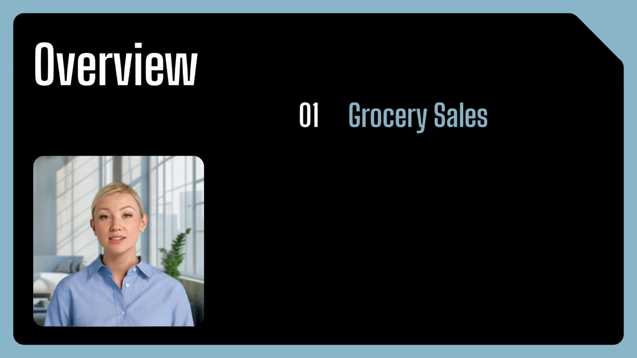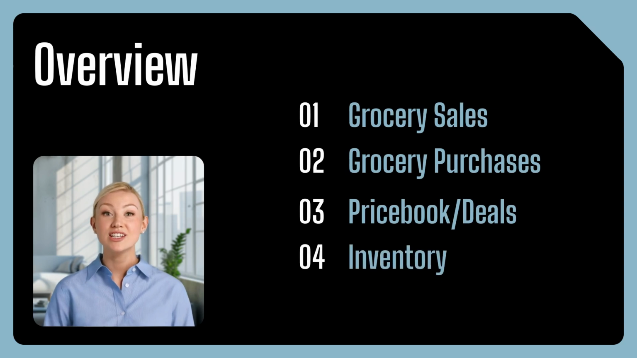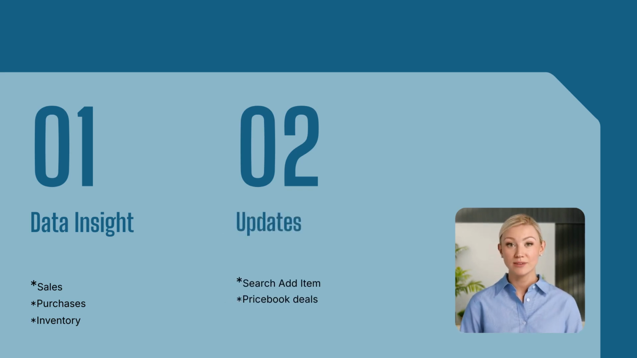So that you have a clear picture of what will be discussed, please note each of the following smaller puzzle pieces, which are included in the grocery module. Grocery sales, purchases, price book deals, inventory, and search ad items. The grocery puzzle pieces are twofold. Sales, purchases, and inventory pieces provide insight and data, while search, ad item, and price book deals allow you to make updates that will appear on the agent terminal. Let's explore a bit more.